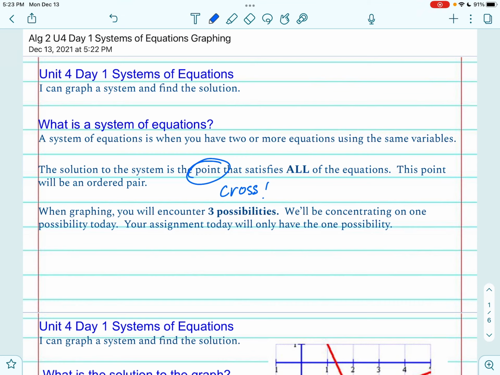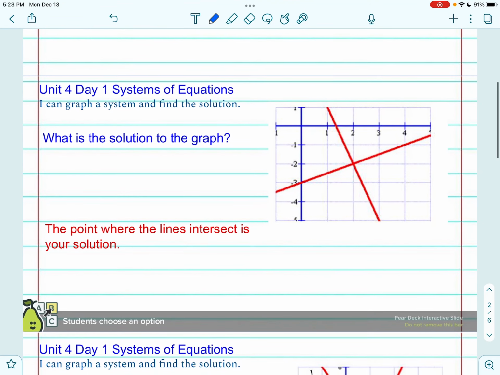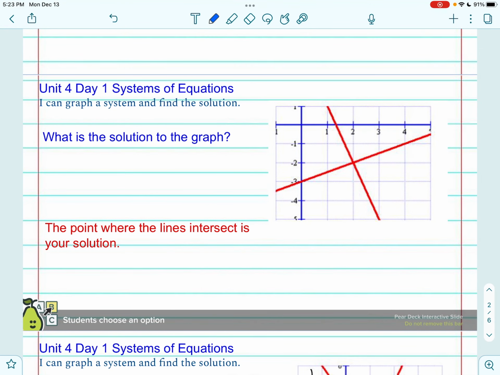We will talk about, there are three possibilities, but in the assignment that I give you today, they'll all have the one situation where they cross, okay? I'll show you all three things that can happen, but all of your answers today should be a point where two things cross. So if I'm looking at this one, it says I can graph a system of equations and find the solutions. And we're going to remember the solution is the point that they cross. So if you need to write that down again, write it down again.